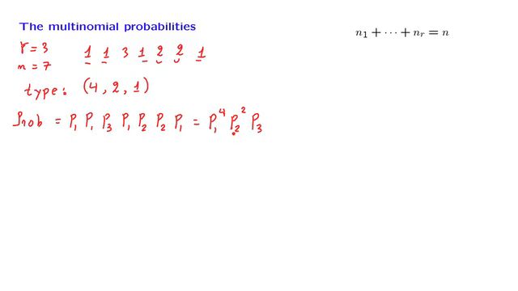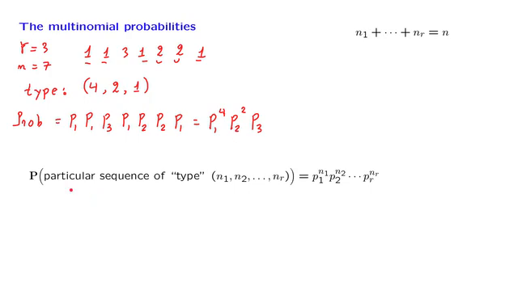Generalizing from this example, we realize that the probability of obtaining a particular sequence of a certain type is of this form. For each color, we have the probability of that color raised to the power of how many times that particular color appears in a sequence. So any particular sequence of this type has this probability.